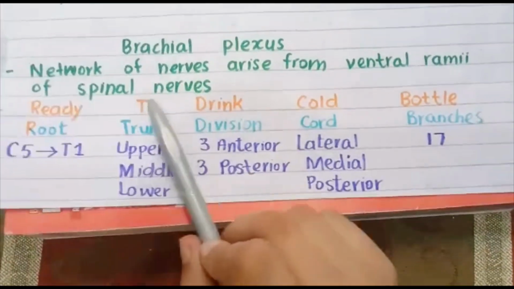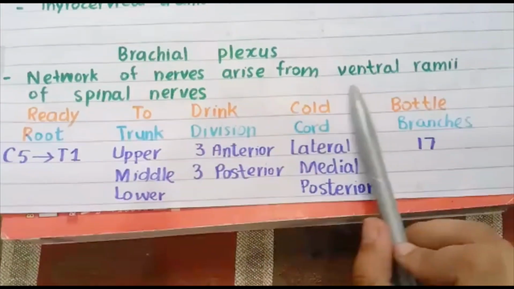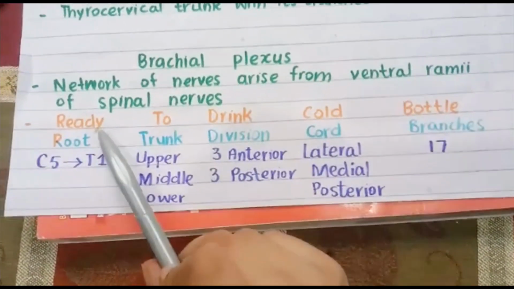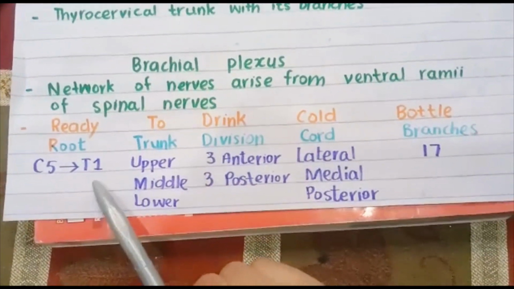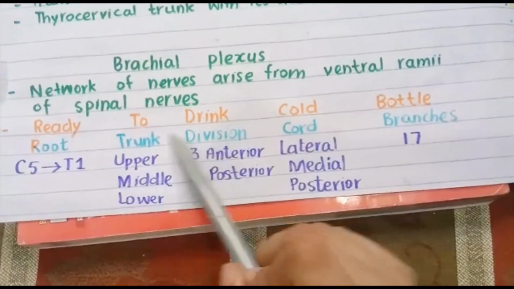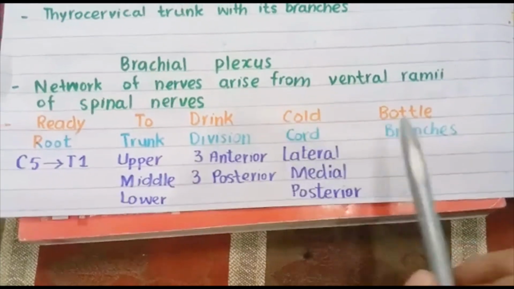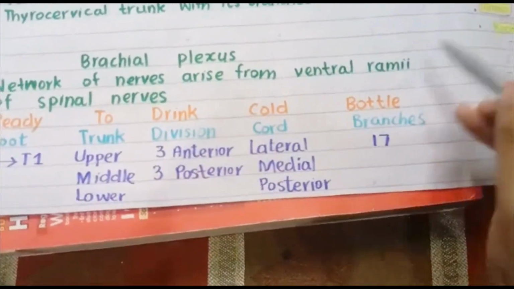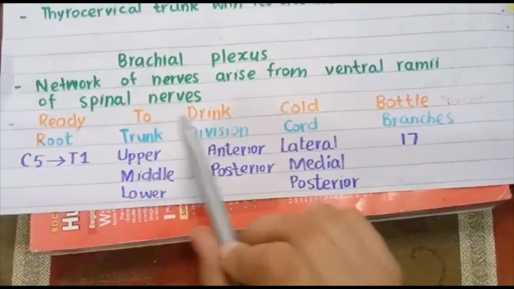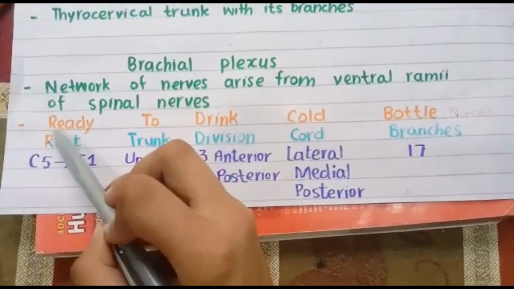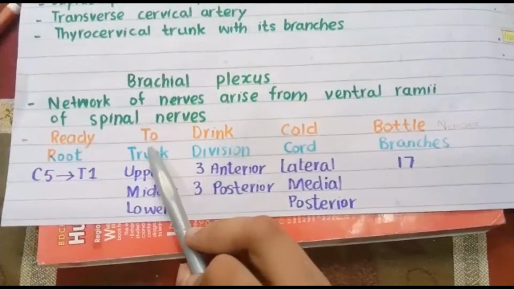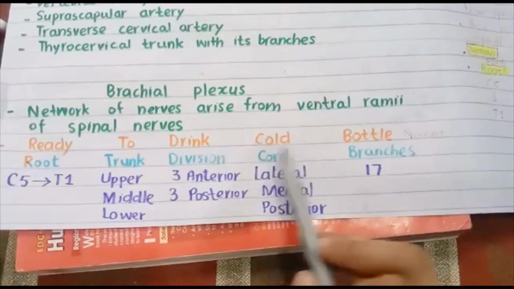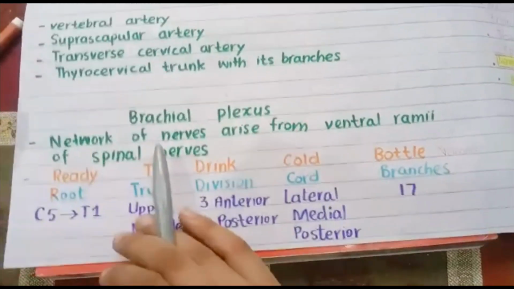The brachial plexus is a network of nerves which arise from the ventral rami of the spinal nerves. These arise from the roots of the spinal nerves and then divide into trunks, divisions, cords, and branches. There is a mnemonic to learn these divisions: "Read To Drink Cold Beer." R for root, T for trunk, D for division, C for cord, and B for branches.